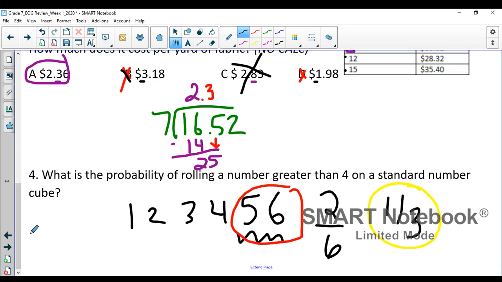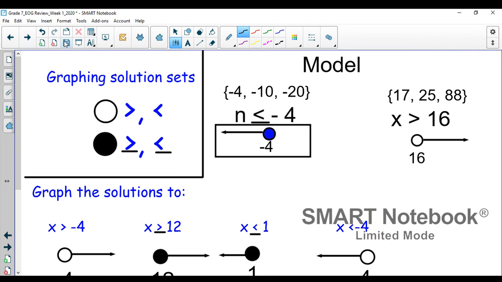Number 4, a real easy one. What is the probability of rolling a number greater than 4 on a standard number cube? Well, a standard number cube has numbers 1, 2, 3, 4, 5, and 6. Greater than 4, there are 2 of them. 5 and 6 are both greater than 4. So 2 out of 6, which is equivalent to 1 out of 3, are greater than 4.